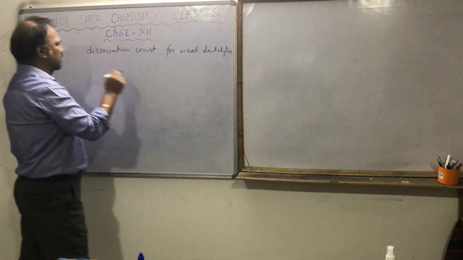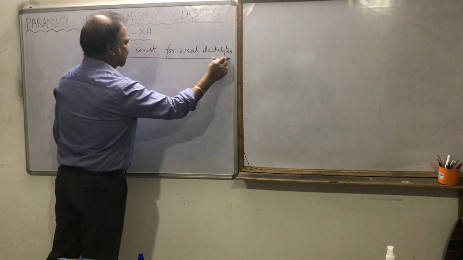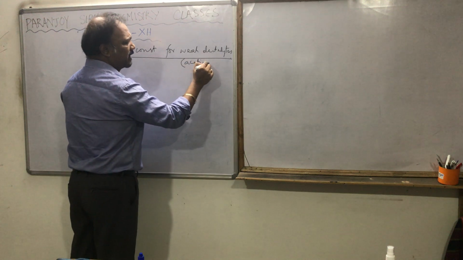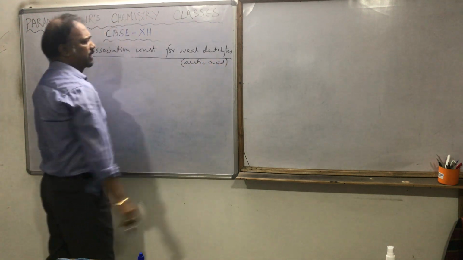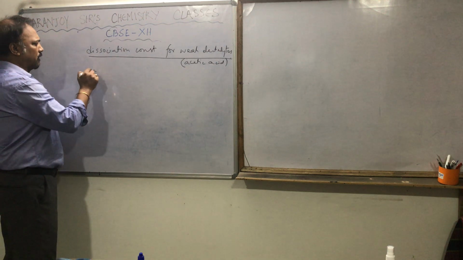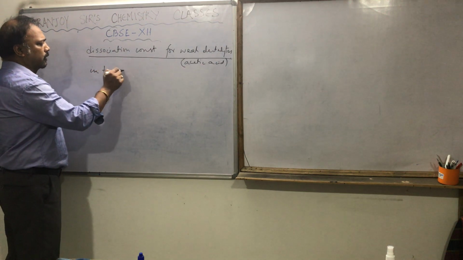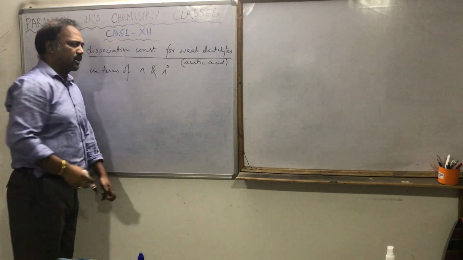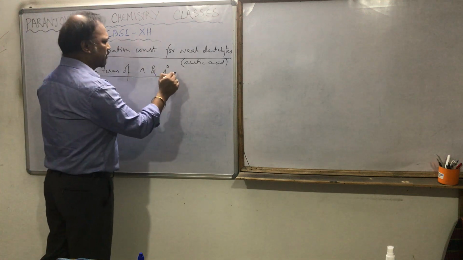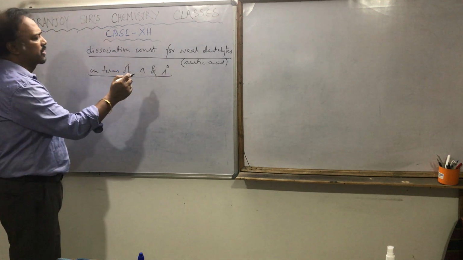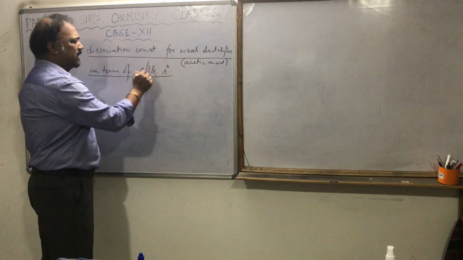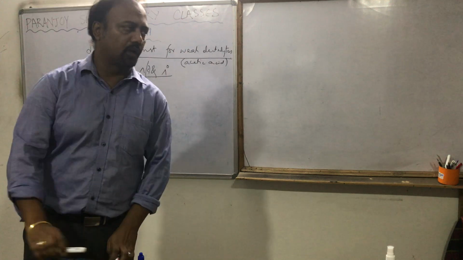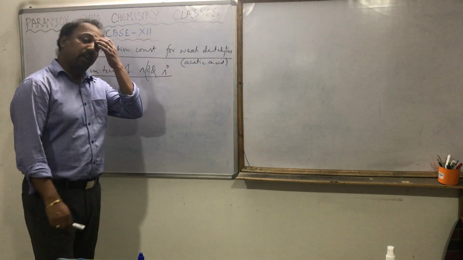Obviously, in terms of dissociation constant for the weak electrolyte, very specifically in your syllabus it is only acetic acid. So we are going to do it for acetic acid, in terms of lambda and lambda 0. That means in terms of molar conductivity at concentration C, and lambda 0. Lambda 0 is the limiting molar conductivity or molar conductivity at infinite dilution.